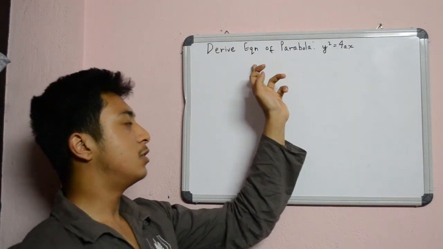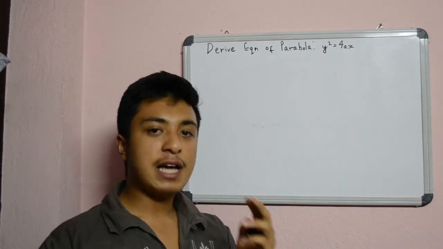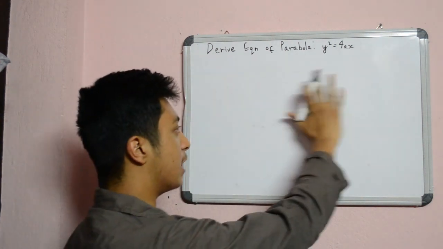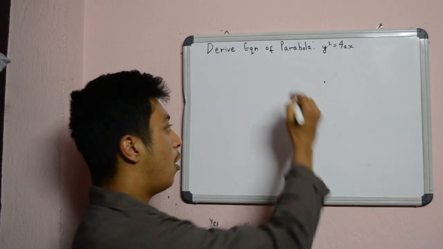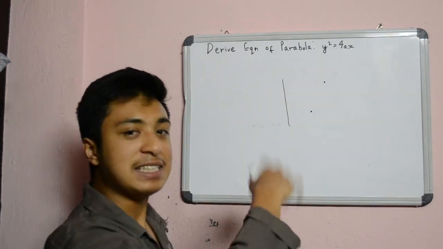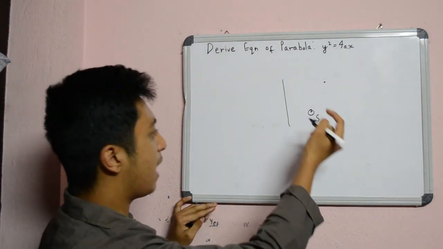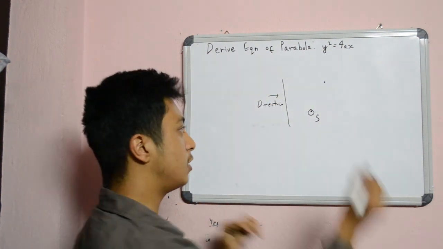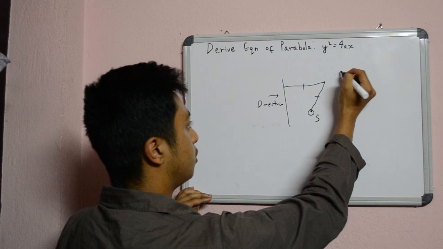Now, to derive the equation, we first have to talk about the definition of a parabola. A parabola is defined as the locus, which is the shape made by a moving point in a plane, such that its distance from a fixed point and a fixed line remains the same at any instant or at any time. The fixed point is known as the focus, and the fixed line is known as the directrix. So according to the definition, this distance and that distance will be the same at any point.